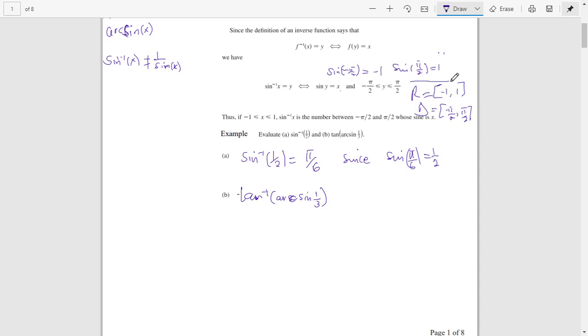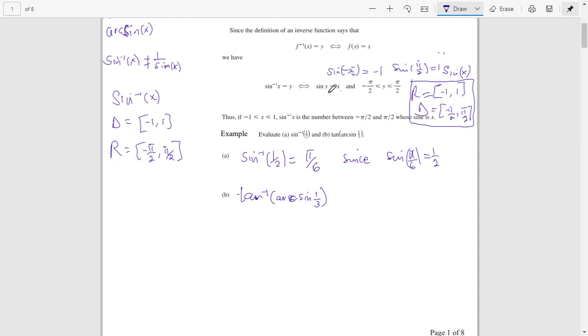This idea here is for sine, not inverse sine. Please mind this. For inverse sine, the domain of inverse sine is from negative 1/2 to this. This is for sine. I just thought I should make this clear. For inverse sine of x, the domain is from negative 1 to 1, and the range is from negative pi over 2 to pi over 2.